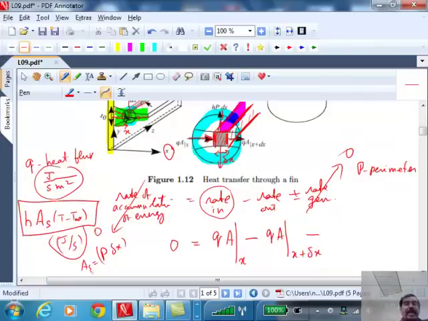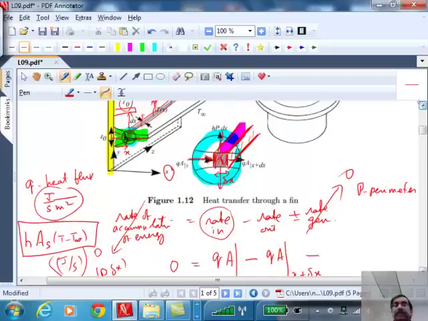So that expression, h times As times T minus T infinity, simply says: what is the temperature at that particular point, T, and what is the temperature in the surroundings? This idea is the same as we have seen in the cooling of the molten metal. What is the heat transfer to the surroundings? It is a heat transfer coefficient times the area times the temperature difference. In this case, the temperature difference uses the local temperature T and T infinity, which is the surrounding temperature. T infinity is the surrounding temperature all around: top, bottom, at the tip, etc. So that expression goes here: h times P times delta x times T minus T infinity.